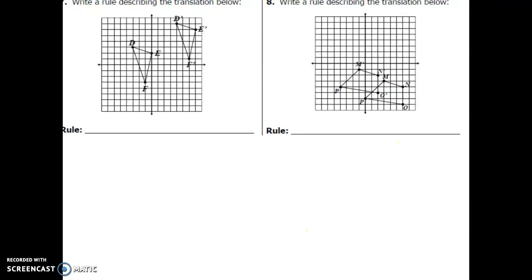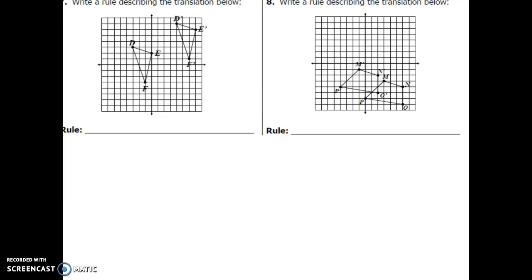So for number 7, we have to write the rule. We've been given the rule, now we have to find it. The way I would go about doing these is to compare my original figure with my prime figure.